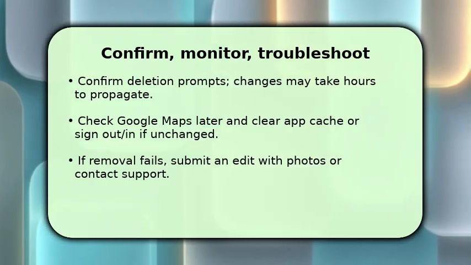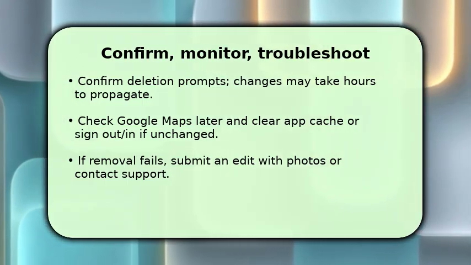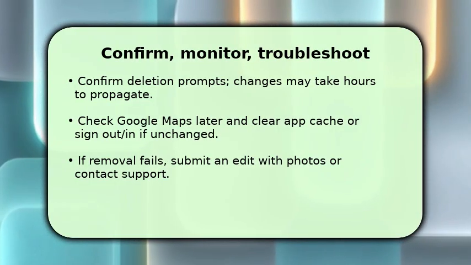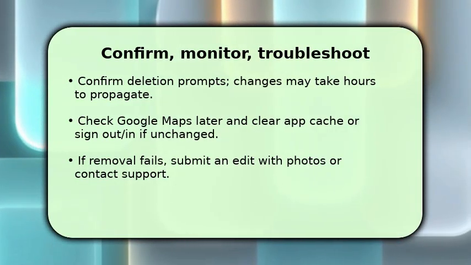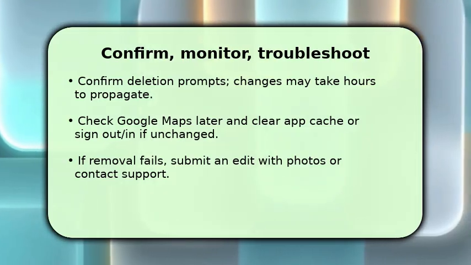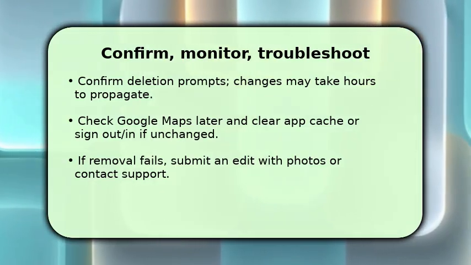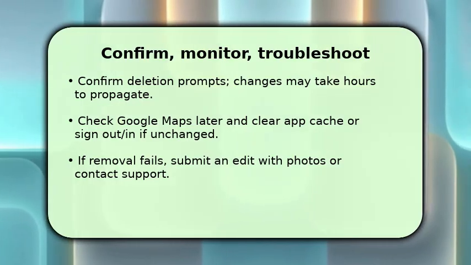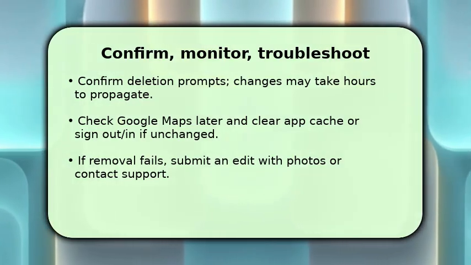If removal didn't stick, submit another edit with supporting details or photos and use the feedback/report a problem option. If you've lost access or see unexpected behavior, contact Google support for account or content resolution assistance.